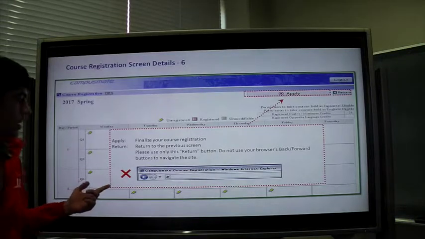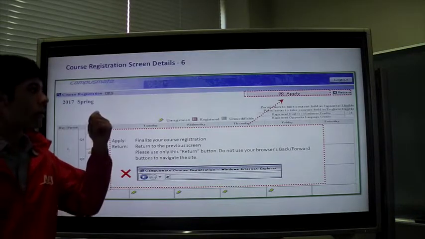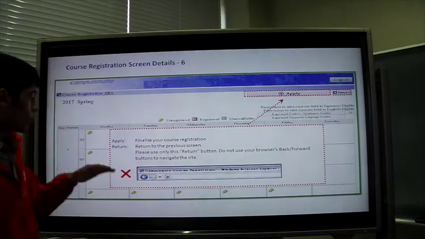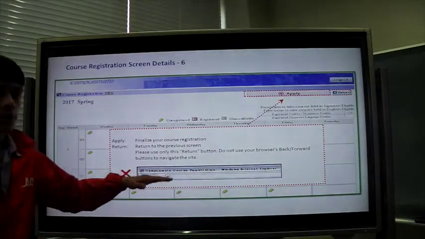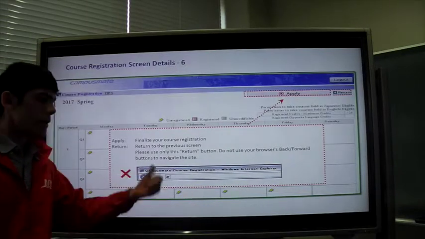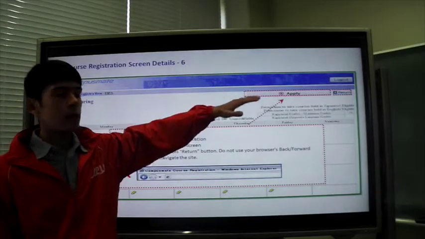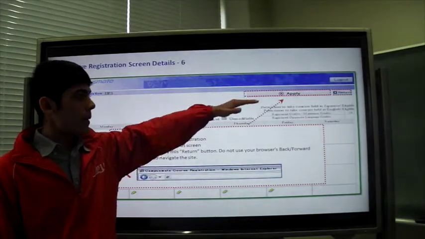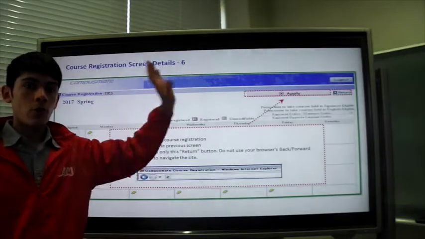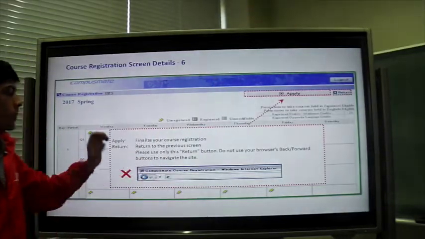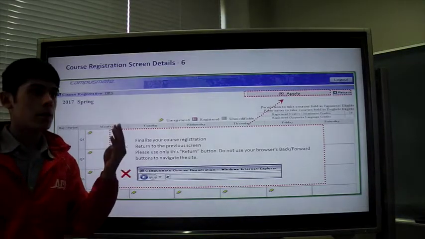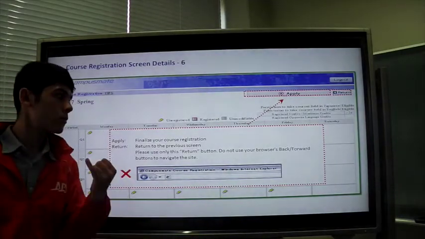So here I'm going to explain about the buttons. While you are doing your course registration, please don't use the buttons from your browser. It means the close button, the X, or a return button. Please use only the buttons shown on the screen. Then we have apply, return, and logout buttons. Just make sure that you are using only these, so don't go to the buttons on your browser. It will cause some kind of system errors or problems during your course registration.